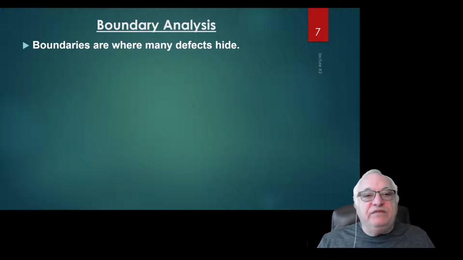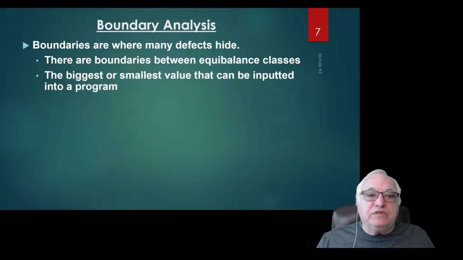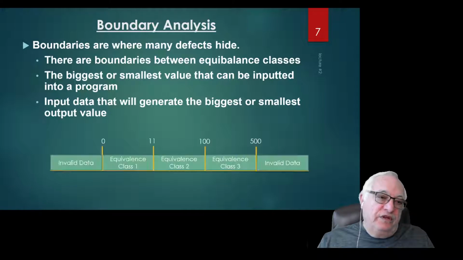Boundaries are where many defects hide. Basically, if you are in a steady state, then something happens and then you go to a different state. This where something happens is the boundary, and that's where most of the defects hide. The boundaries are between equivalence classes. They are the biggest or smallest value that can be inputted into a program, and input data that will generate the biggest and smallest outputs. So let's go back to our example and see where our boundaries are.